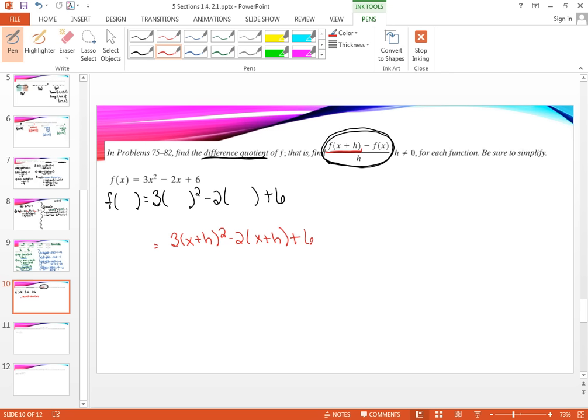Okay, that is just the little part that I underlined in red. Then I need to do this part, this minus f of x. Do you remember when we did that? It was the same thing as take the opposite of the whole function.